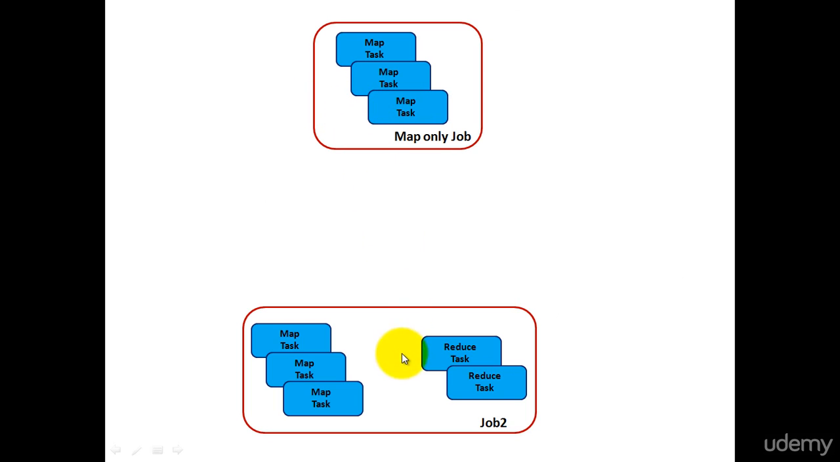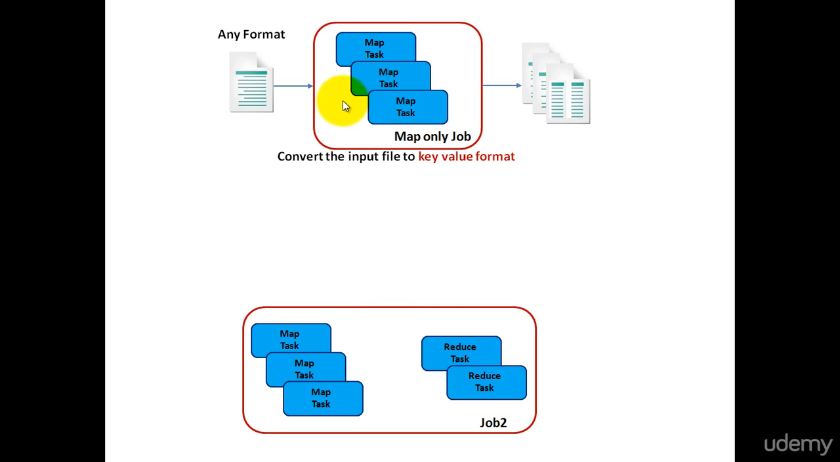Total order sorting is achieved using 2 jobs. First job will convert the file from any format to key value format. You can either use text output format or sequence file output format. Here we are using sequence file output format. That's because it is more compact and efficient. This job is a map-only job.